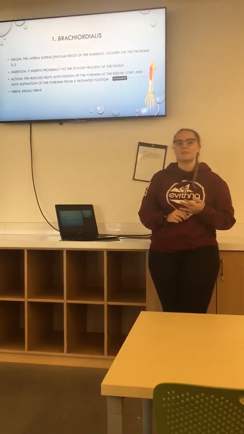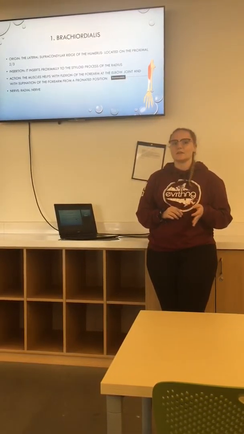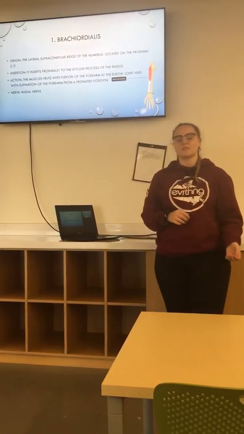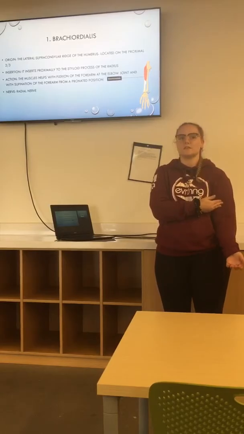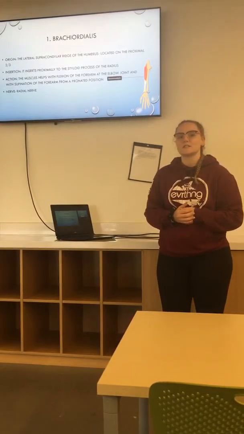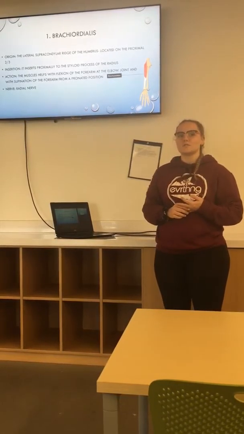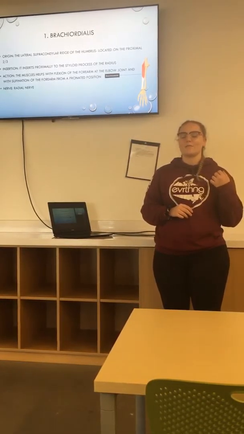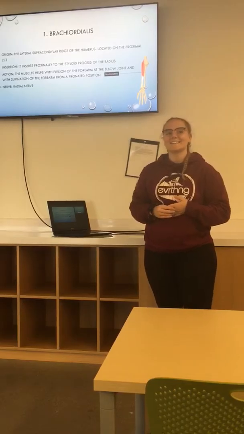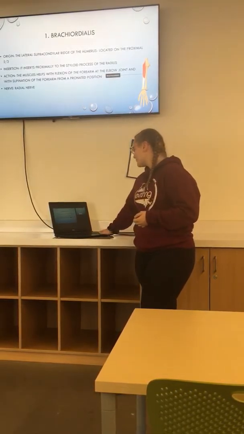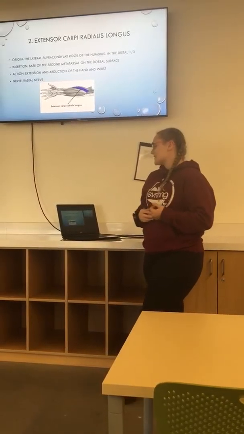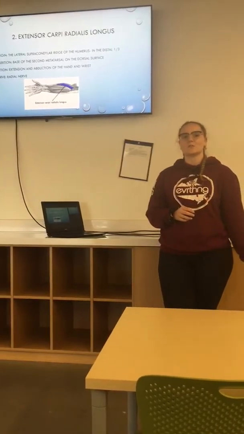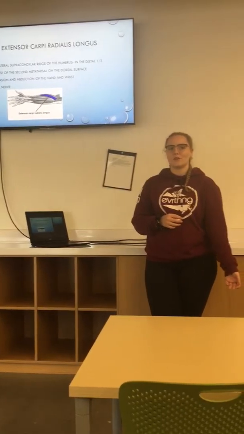So that would include the brachialis. Its origin is the lateral supracondyle ridge of the humerus in the proximal 2/3 of the humerus. Its insertion is proximal to the styloid process, and the action is flexion of the forearm, and the nerve is the radial nerve.